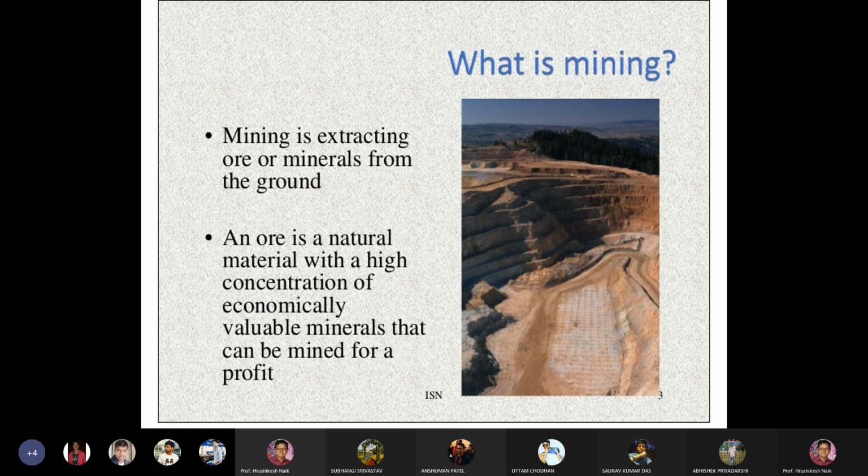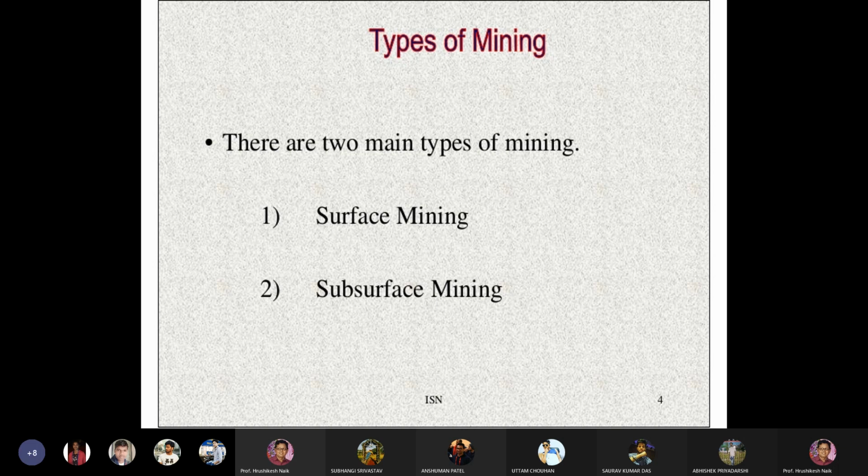So we have said that mining is nothing but extraction of minerals from the ground surface, and an ore is a natural material with a high concentration of economically valuable minerals that can be mined for a profit. For mining, there are two methods: one is surface mining, the other one is underground mining.